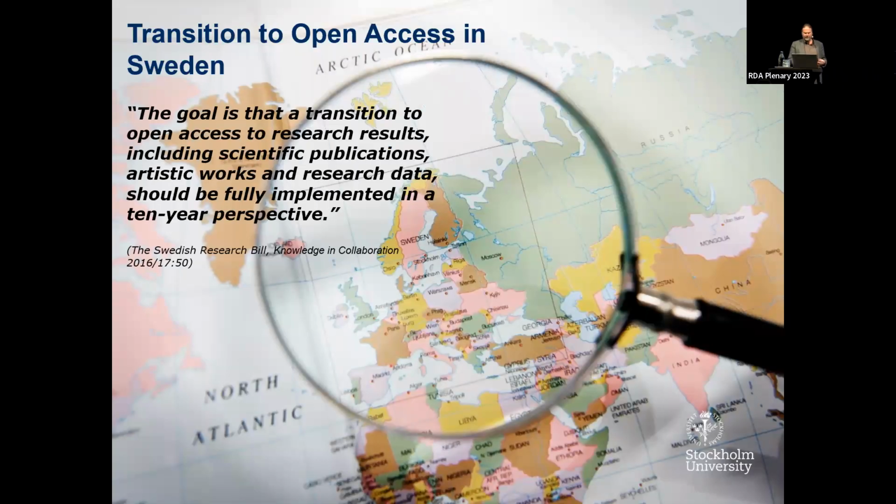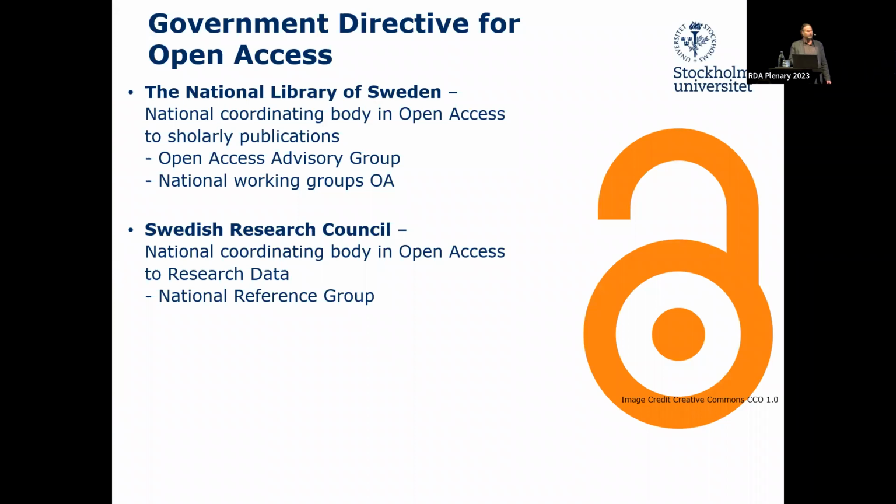In Sweden, regarding the transition to open access, the Swedish Research Bill of 2016 said the goal is that the transition to open access to research results, including scientific publications, artistic works, and research data, should be fully implemented in a ten-year perspective. So by 2026, according to the Swedish government, open science shall be the norm. To work on that, they gave a government directive for open access to the National Library, which should work on open access to articles and monographs, and the Swedish Research Council got the assignment to work on open access to research data. So it's driven through the state agencies to help open access and open data come through.